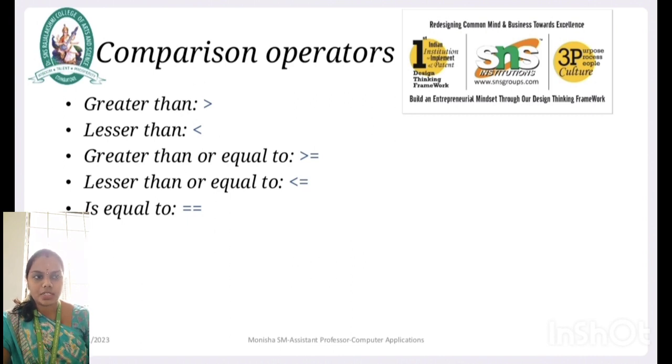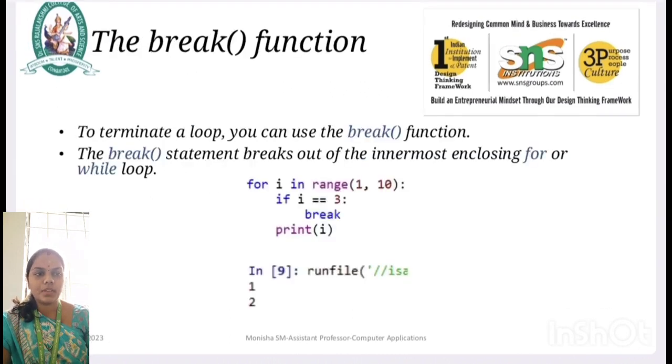The break function. There are many types of functions in Python. First one, the break function. The break function is used to terminate a loop. The break statement breaks out of the innermost enclosing for or while loop. For i in range(1, 10): if i == 3: break; print(i).